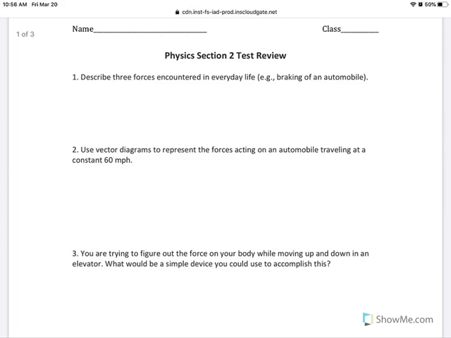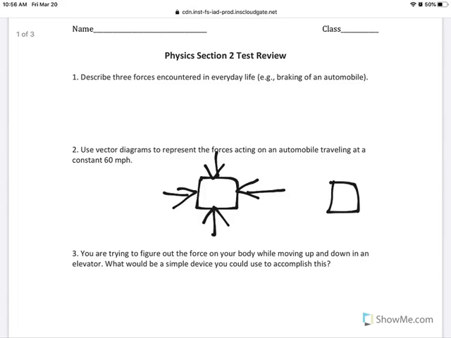Number 2, it says use vector diagrams to represent the forces acting on an automobile traveling at a constant 60 miles per hour. This is kind of a trick question, but the idea here is that you know that anything that's traveling at a constant velocity is going to have equal forces acting in all directions. So if I were to draw a block, if it's moving at a constant velocity, whatever that may be, the forces would be like that.